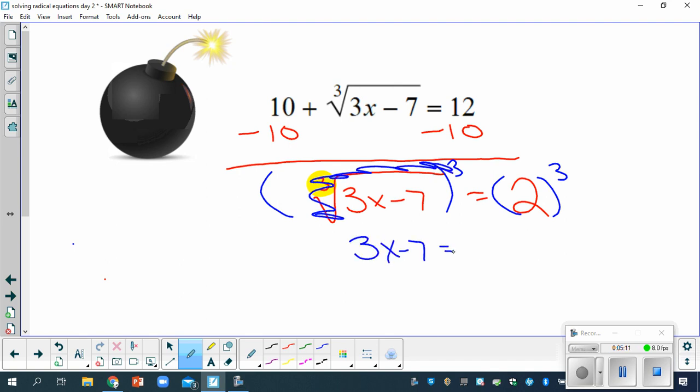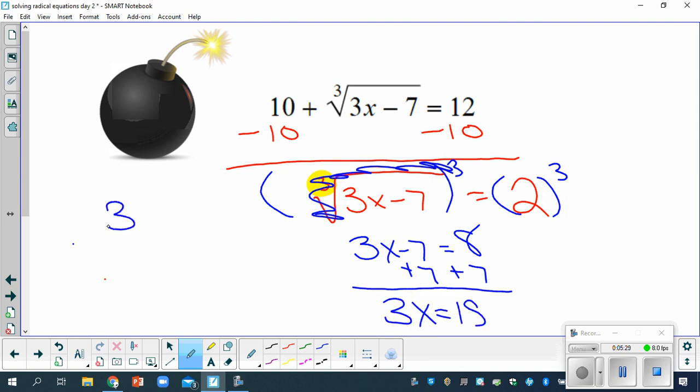3x minus 7 equals 6 cubed. What is 2 times 2 times 2? It's 8. Nicely done. And now it's just a regular old Algebra 1 problem. We're going to add 7. 3x equals 15. Divide by 3. x equals 5. Now, if we were taking a placement test, we would check it to make sure it works. Do we need to do that here? No, because I'm telling you, you're okay.